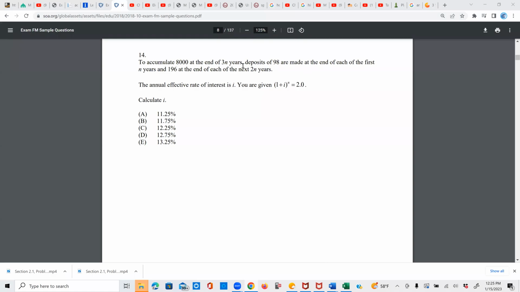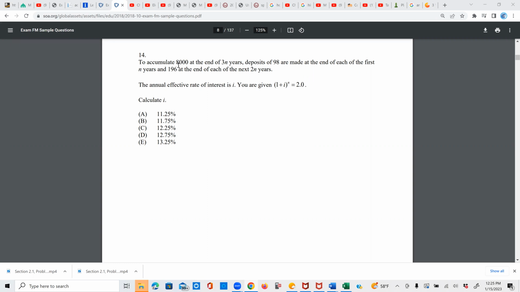To accumulate 8,000 at the end of 3n years, deposits of 98 are made at the end of each of the first n years, and 196 at the end of each of the next 2n years. Given that (1 + i)^n = 2, calculate i. So let's understand these deposits.